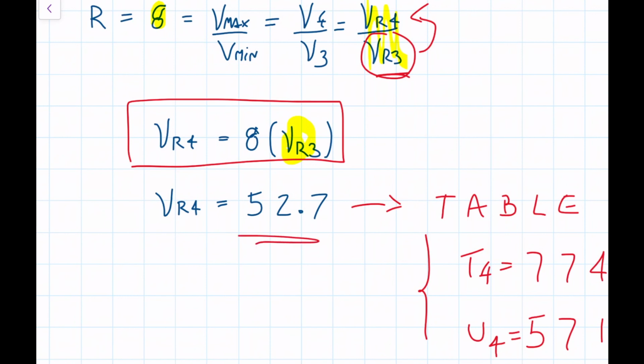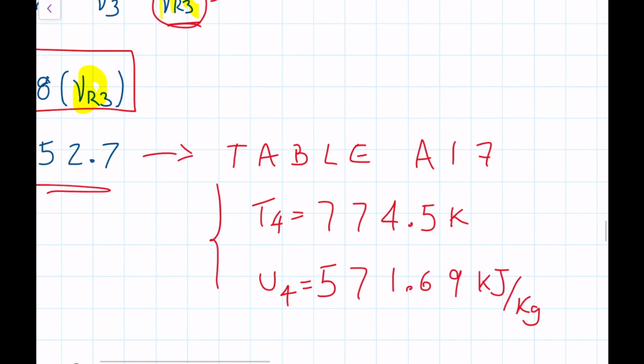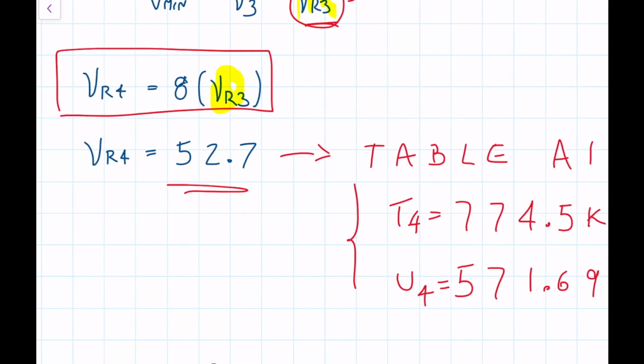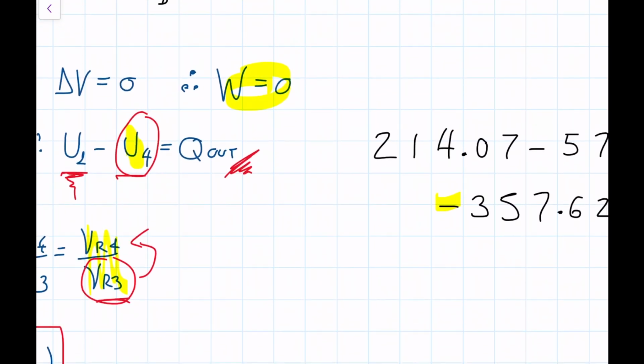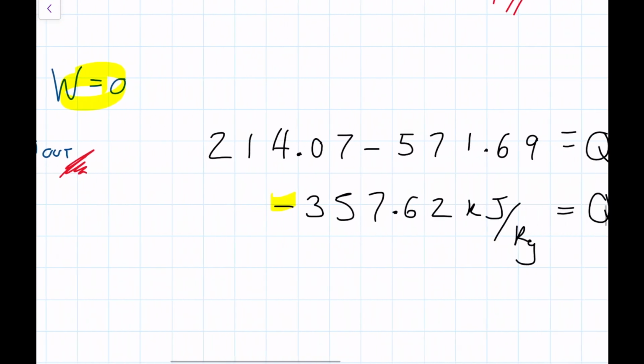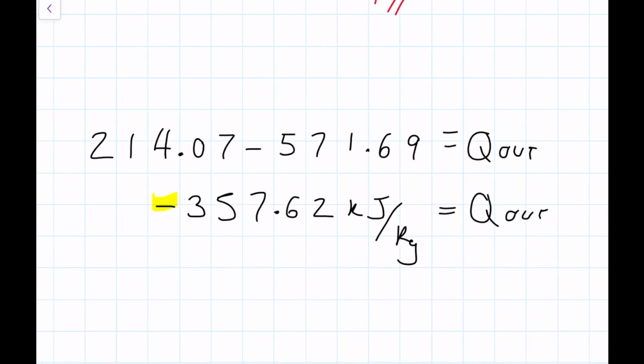I can use that information to go to table A17 again and look for VR of 52.7. Then I can grab temperature 4. Not going to need it per se at the moment, but I've grabbed it. You'll see why later. And I grabbed U4, which is what we're looking for in this very instance. Okay, so I can go back to where we were, plug in U4, and then find what we're looking for. So there you go. U1 minus U4 equals Q out. So that's going to be 214 minus 571.